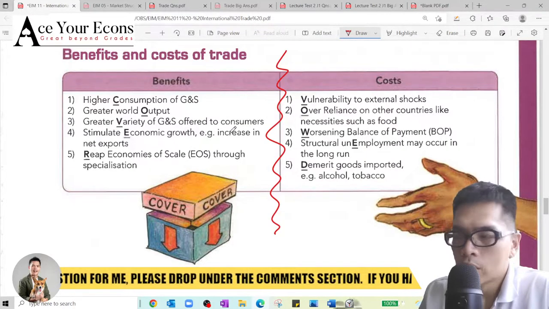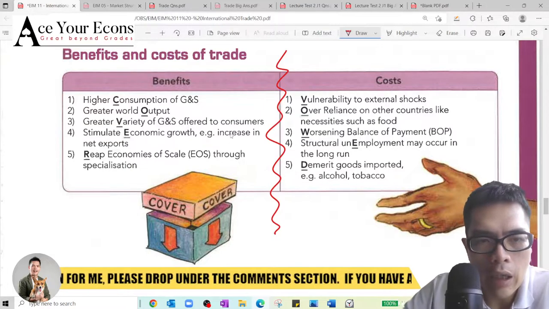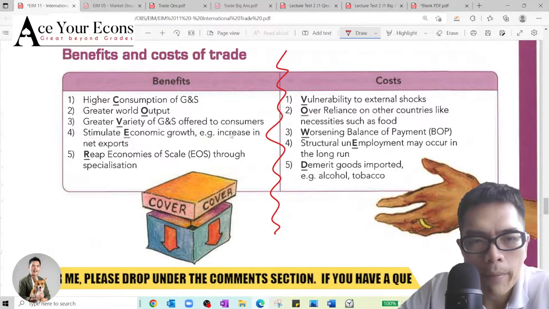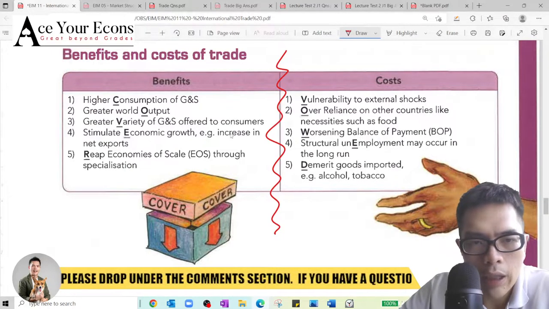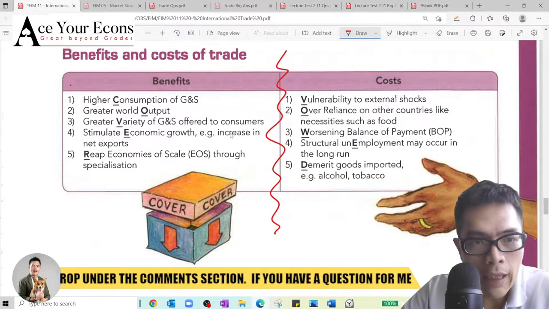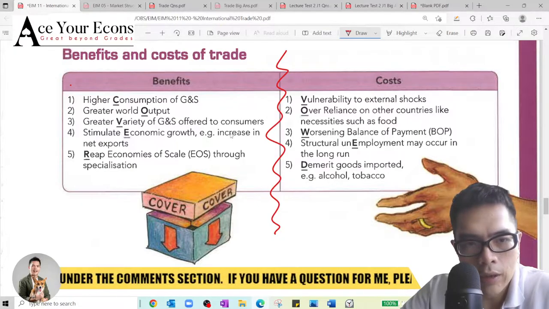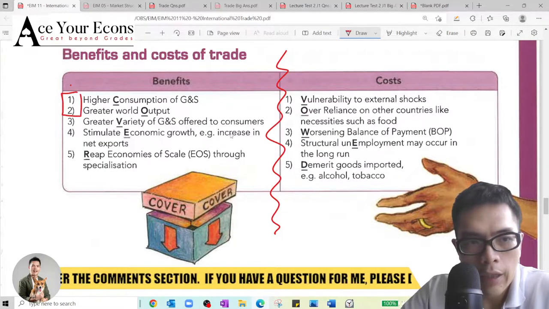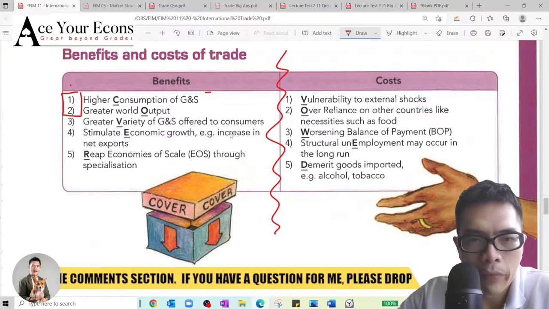You can see that some of the alphabets here can be used together to illustrate particular concepts. For instance, you realize that higher consumption of goods and services and greater world output can be illustrated using theory of CA.